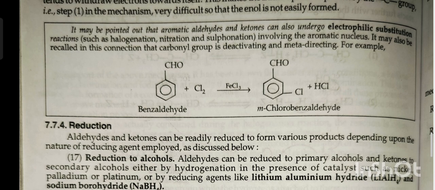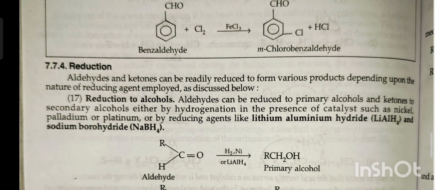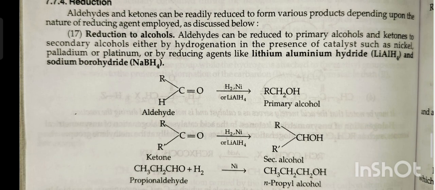Reduction. Aldehyde and ketone can be readily reduced to form various products depending upon the nature of the reducing agent employed, as discussed below. 17. Reduction to alcohols. Aldehyde can be reduced to primary alcohol and ketone to secondary alcohol either by hydrogenation in the presence of catalysts such as nickel, palladium or platinum, or by a reducing agent like lithium aluminium hydride or sodium borohydride.